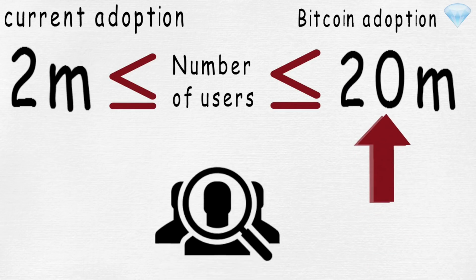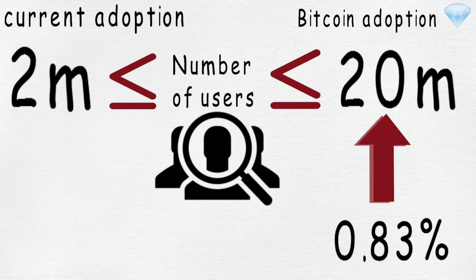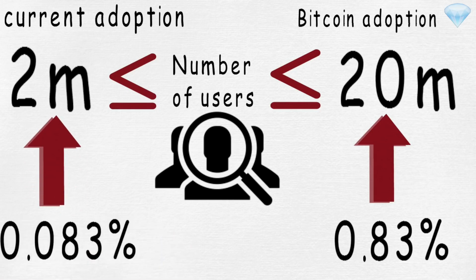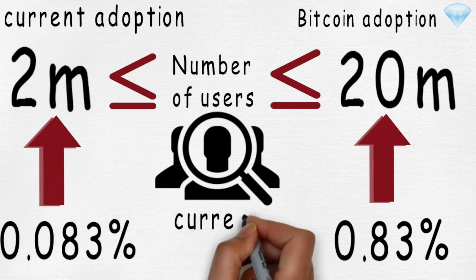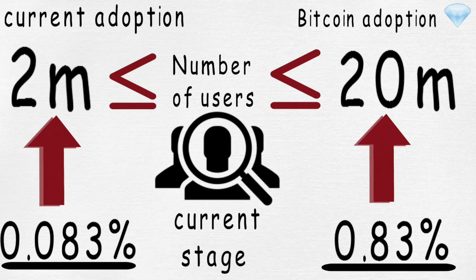Then Bitcoin adoption among the target users group is about 0.83%. If number of users is only 2 million, then Bitcoin adoption is about 0.083%. It's highly likely real stage is somewhere between those numbers. In summary, current Bitcoin adoption is between 0.083% and 0.83% of target population.